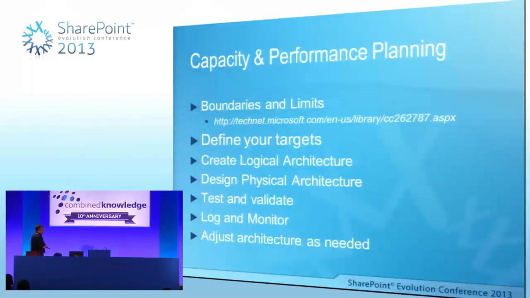Some of the boundaries and limits. When we start to look at capacity and performance planning, I'm going to give you a quick hit list here. The first thing you want to look at is go to the Microsoft site. It's not a hard read. This is 1 page of all the boundaries and limits: content databases, lists and libraries. Look and see, am I breaking any rules, any common sense rules?